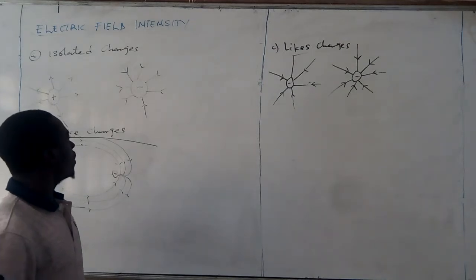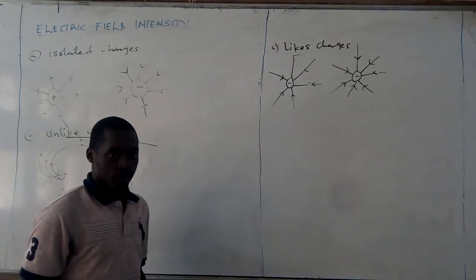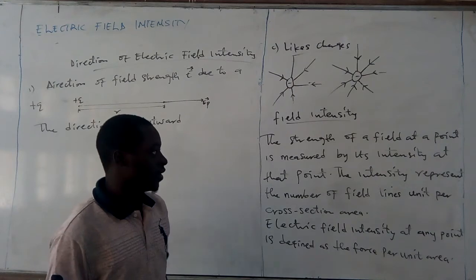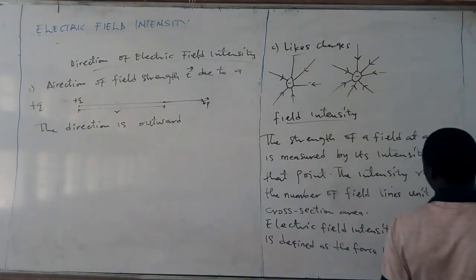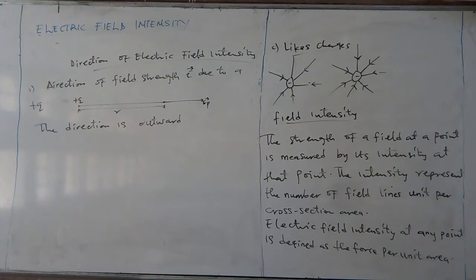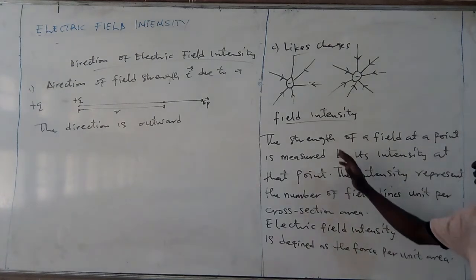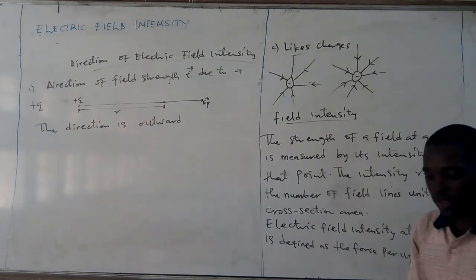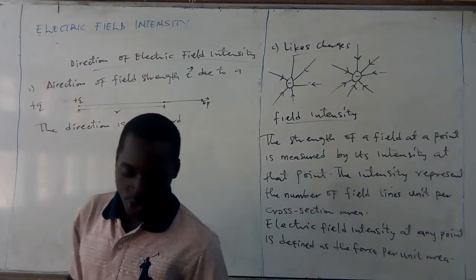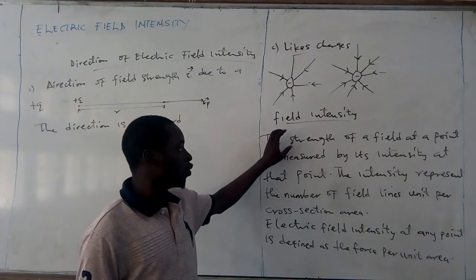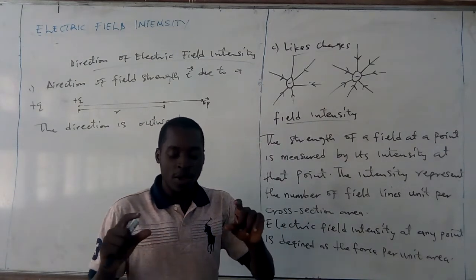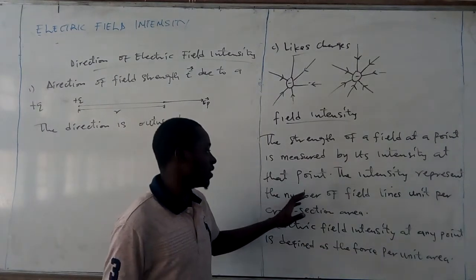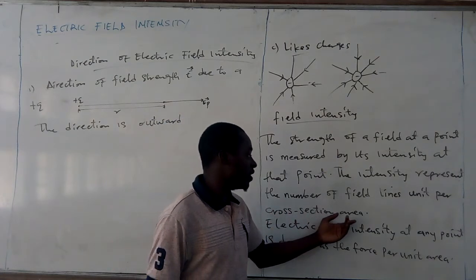So now let's look at the field intensity. What do we mean by the field intensity? We are talking about the strength of the electric field. We said that the strength of a field at a point is measured by its intensity at that point, and the intensity represents the number of field lines per cross-section area.